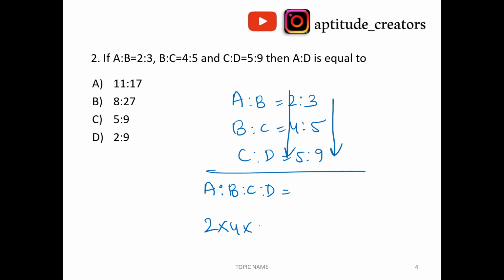Now, what is 2 into 4 into 5? And 3 into 5 into 4. Can I cancel out 5 and 5 here? Cancelled out. What about 4 into 2? 8. 9 into 3? 27. The answer is option B, 8 is to 27.